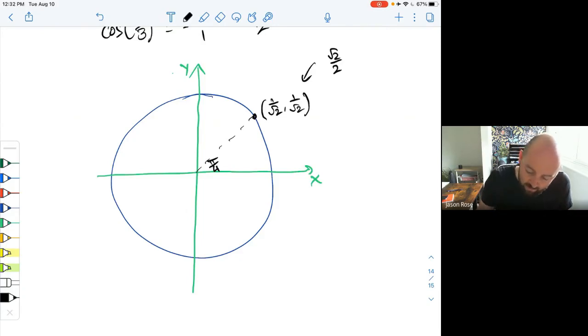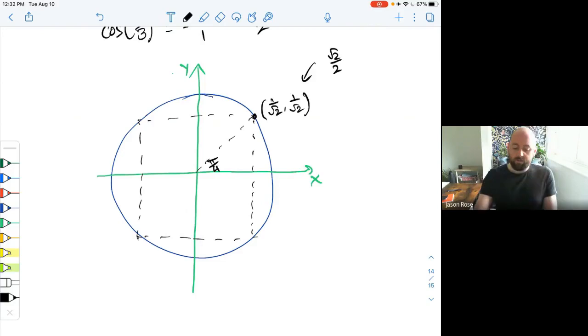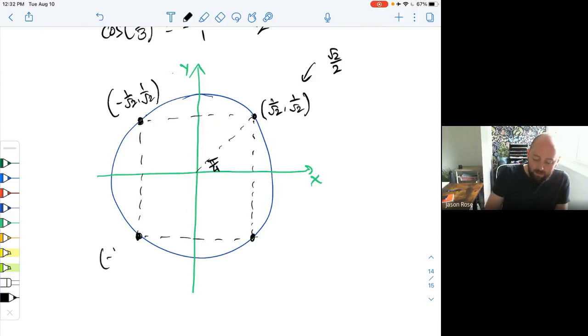By using the symmetry of the circle, like I'm trying to do now, except I'm not very good at drawing, so my circle is not all that symmetric. But if I translate that all around by symmetry, I can say that this number over here will be minus 1 over root 2 and 1 over root 2. This one down here will have both of them negative. And down here, it's just going to be the y coordinate that's negative, right?